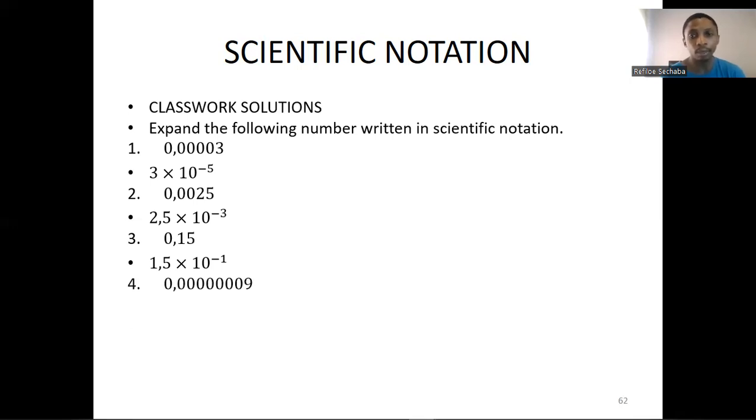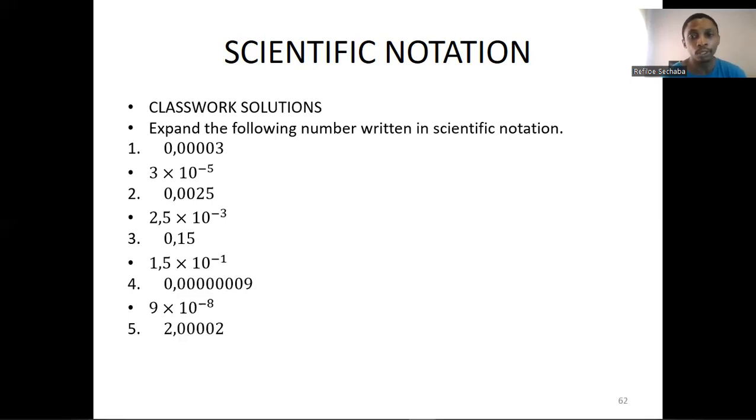What if we have something like this? How many times are we moving that 9 to the left? Let's count. It's 1, 2, 3, 4, 5, 6, 7, 8. So we're moving it 8 times. So I'm going to have 9 times 10 to the exponent of -8. That is, it's negative because I'm moving the 9 to the left, okay?